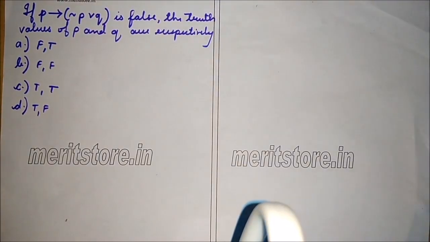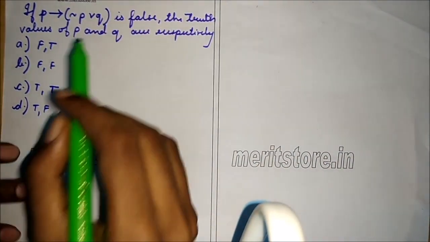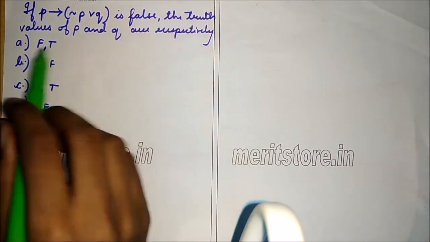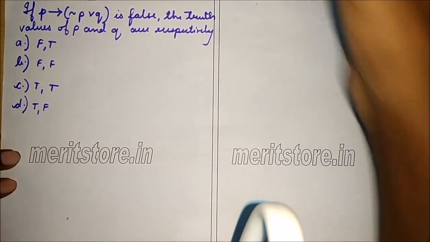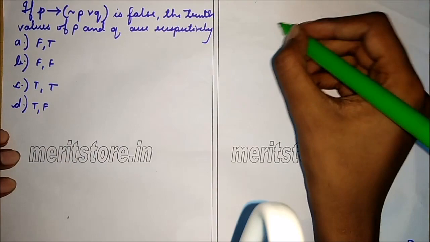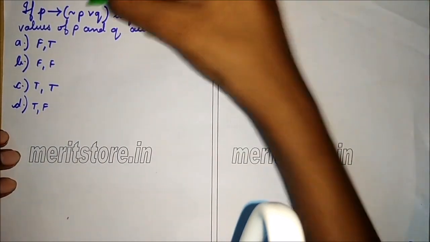The question is, if P implies negation of P or Q is false, what are the truth values of P and Q? We are supposed to find the truth values of P and Q. The given statement is P implies negation of P or Q. So first let us draw the truth table for the conditions used.